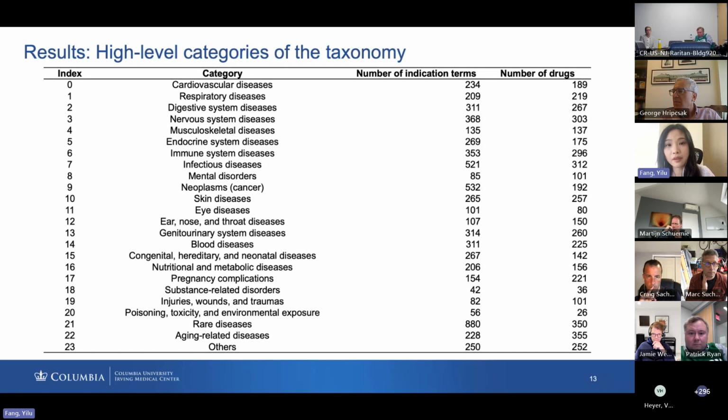Here are the high-level categories of the taxonomy. So we had categories like cardiovascular diseases, respiratory diseases, digestive system diseases. And just to make an example, there were 234 indication terms falling under the cardiovascular disease category, and there were 189 drugs linked to any of these indication terms.